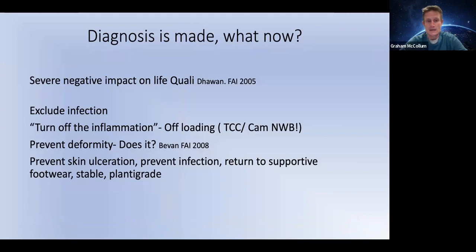I'll show you another slide now, but this is a severe impact on the patient's quality of life. These people have a much lower life expectancy when they're diagnosed with a Charcot foot. And our goal is to, of course, treat any infection at the time, but then to prevent skin ulceration, prevent infection, and return the patient to a plantigrade foot that's shoeable and maybe braceable.